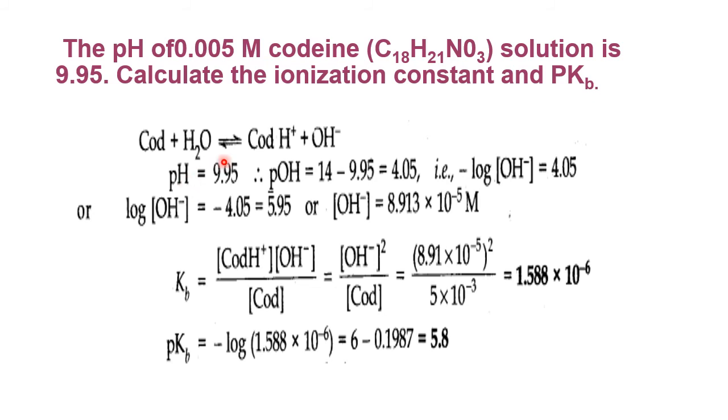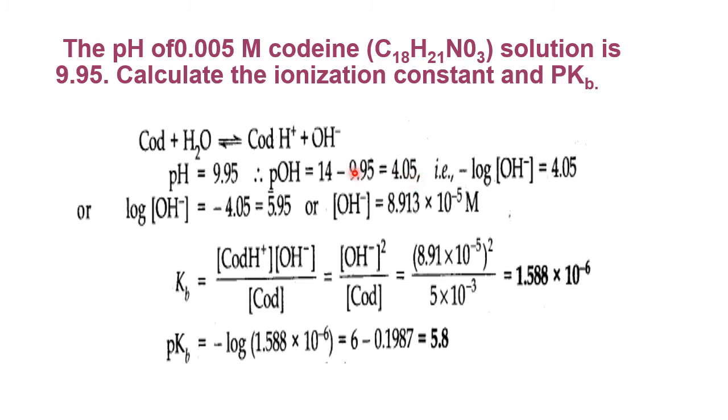Now pH is given, 9.95. Once you know the pH, you can easily calculate the pOH, because pH plus pOH equal to 14. So pOH equal to 14 minus pH, 14 minus 9.95, that gives you 4.05. Right. Once you know the pOH, what is pOH? pOH equal to minus log OH minus ion concentration. When pOH equal to 4.05, that means minus log OH minus concentration equal to 4.05.